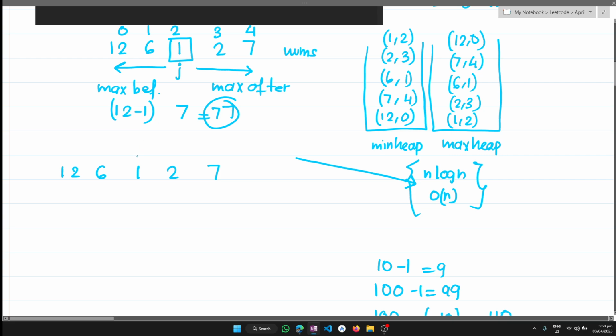Let's say I'm standing at 1. Okay, let's say that this is my j. If I'm standing here at 1, what do I need to know? I need to know the maximum number which is before this j and the maximum number which is after this j, right? That's what we are doing.